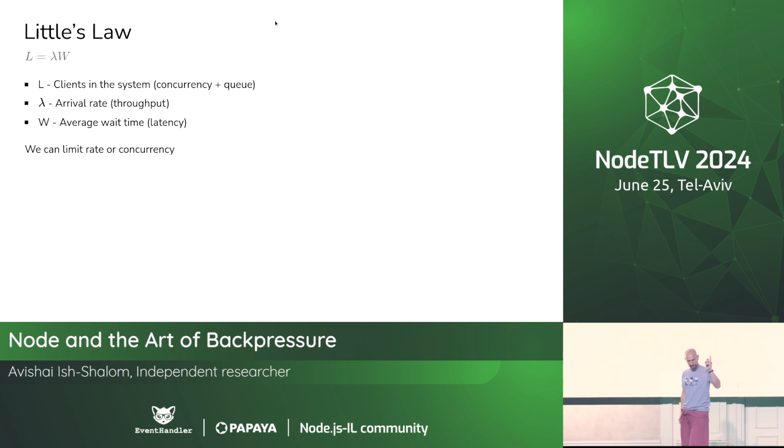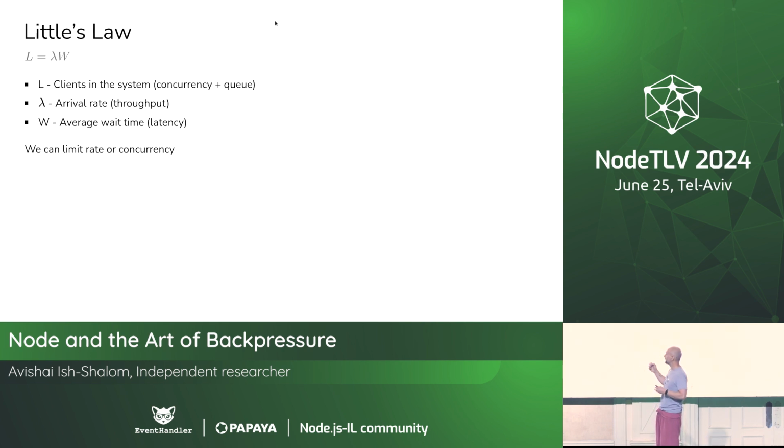First rule is Little's law. Little's law is very simple. It was pretty hard to prove from a mathematical perspective, but the law itself is very simple. So the law is that the amount of clients in the system, that is the concurrency, plus the amount of tasks waiting in the queue, is equal to the arrival rate, which is the throughput, times the latency. Very easy to compute. It's all averages, so you can get it from the logs, very easy.